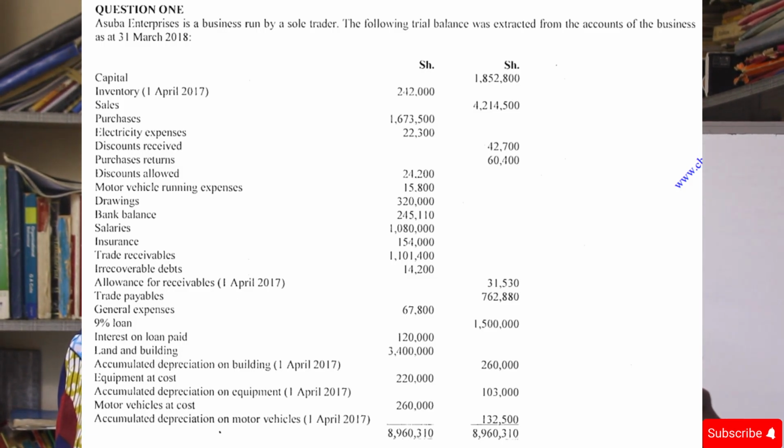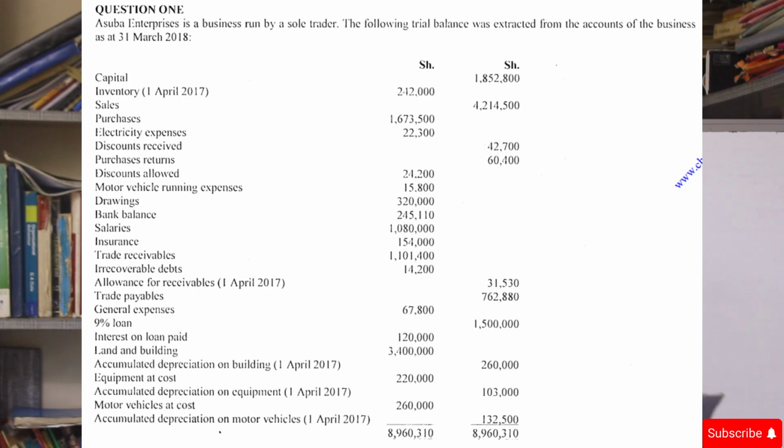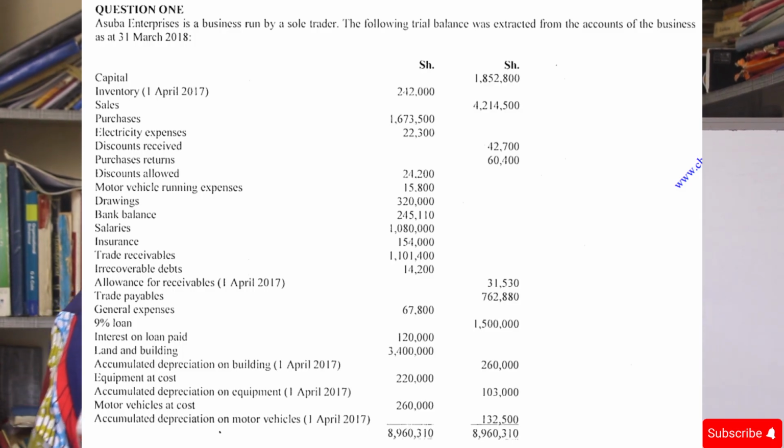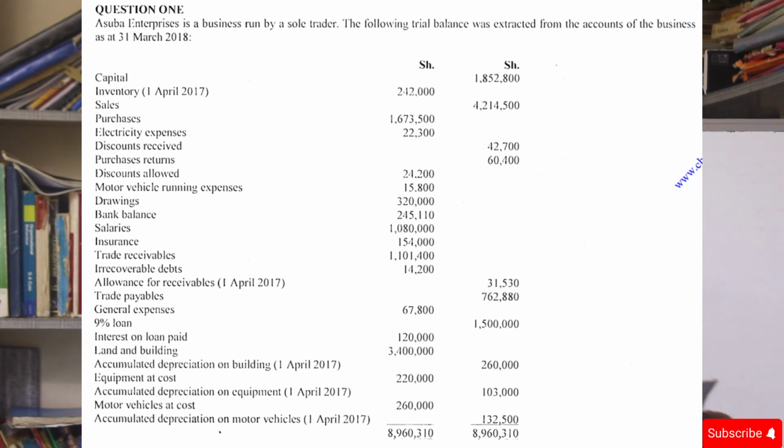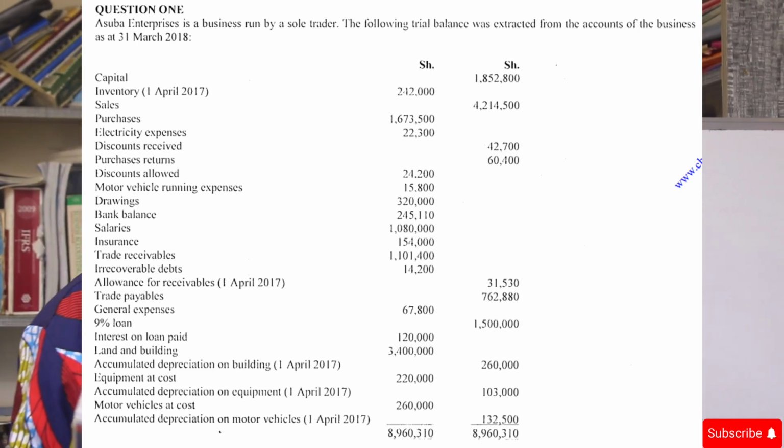Purchases returns, 6,400. Like I've always said in the past, ensure that as you read through the question, you are already formatting your answer in your head. You're already realizing the items to include and where every one of those items falls. So discount allowed, we know it's an expense, 24,200.